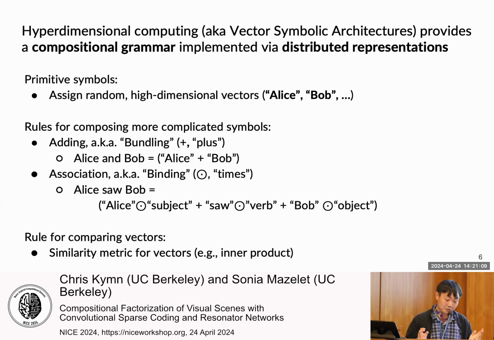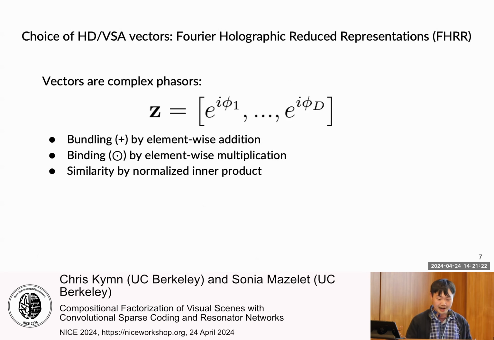And then finally, you have a rule for comparing vectors, which is a similarity metric. For vectors, this is simple. This is just going to be the inner product. And there are also permutations that are often used in these kinds of architectures, but we're not using them in this particular case. And so the choice of HD vector that we're going to use is called Fourier holographic reduced representations. They stem from Tony Plate's PhD thesis.